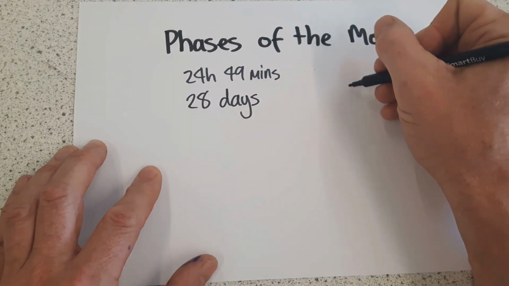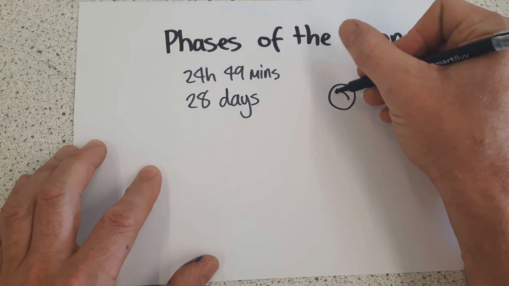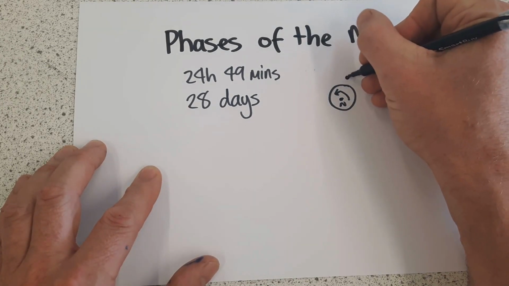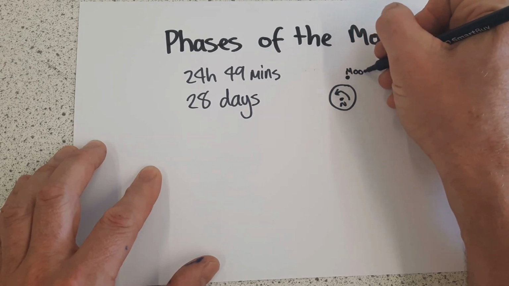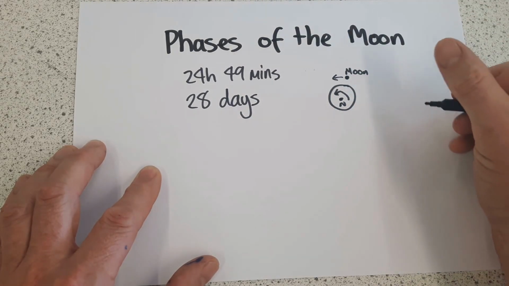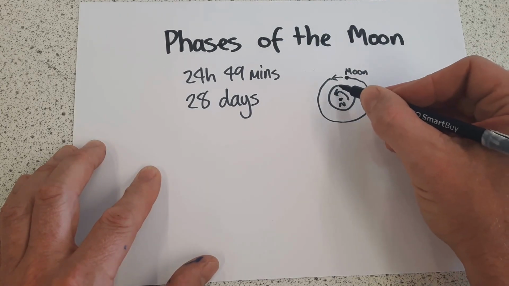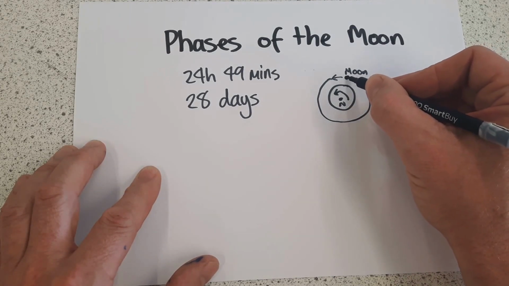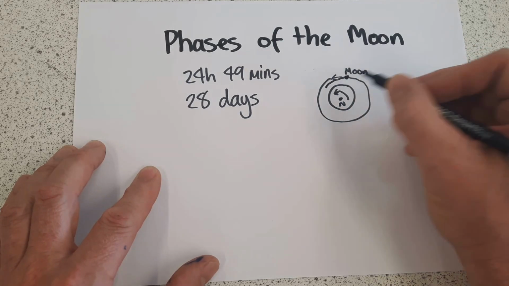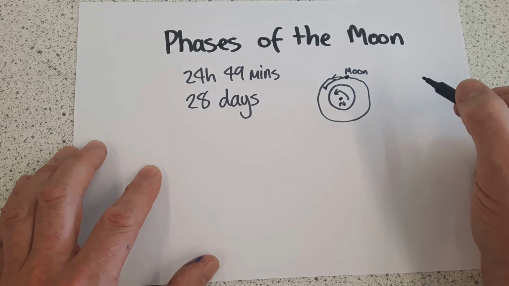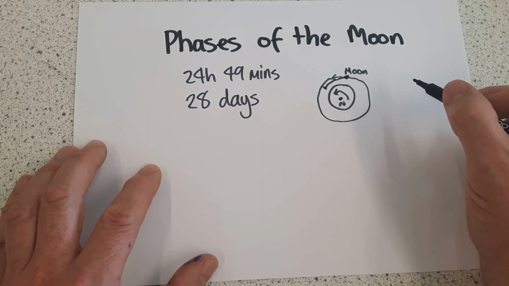Now you have to remember that the Earth is spinning on its axis, if that's the North Pole, in this direction, but the moon is also orbiting in this direction. So as the moon makes its way round on one cycle, the Earth will have rotated a little bit, so the moon has to do more than 360 degrees in order to appear at the same place. That's why it takes about 28 days for the cycle to be completed.